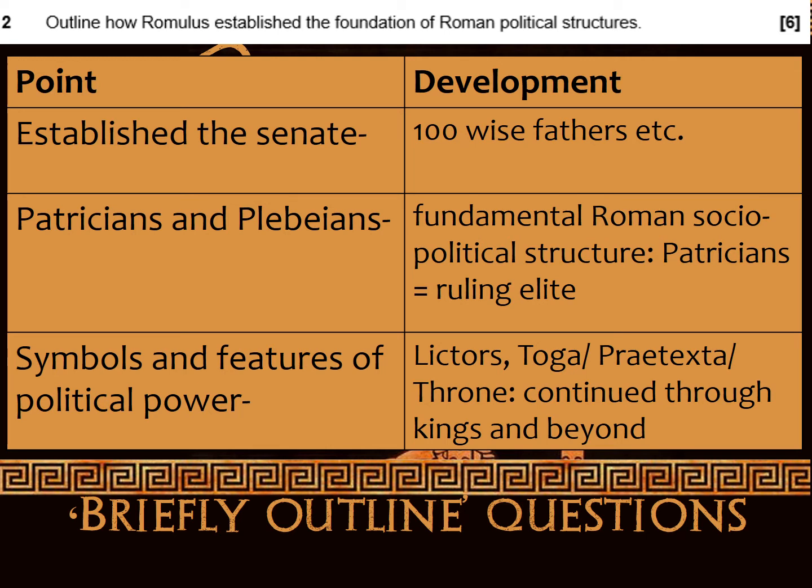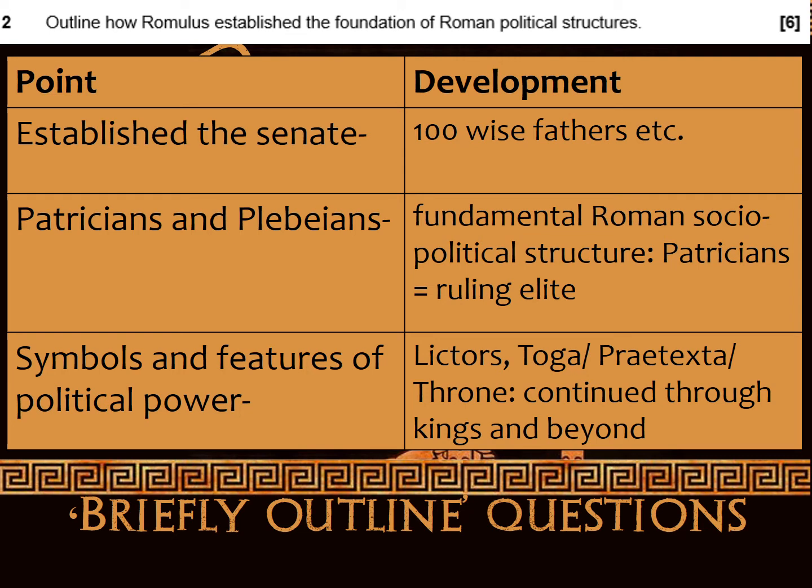Next point is simply patricians and plebeians, so he apparently establishes these according to Dionysius. And we can say this is the fundamental Roman socio-political structure. This establishes the ruling elite from the ordinary masses, the plebeians. This is apparently down to Romulus, whether it is or not, we don't need to get into that here. But you say he did this, this is how it establishes political structure.